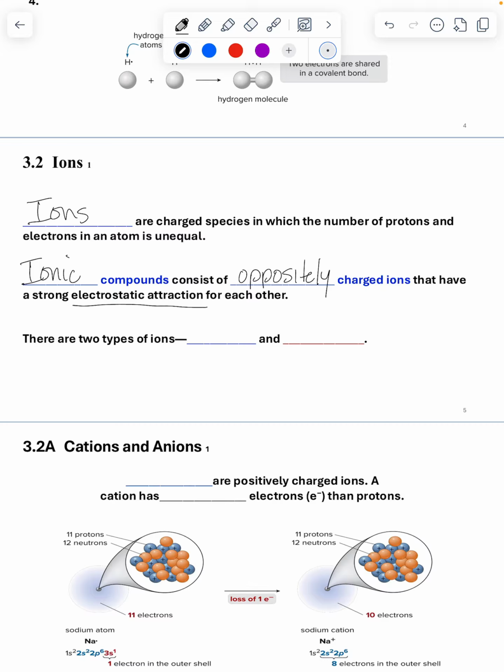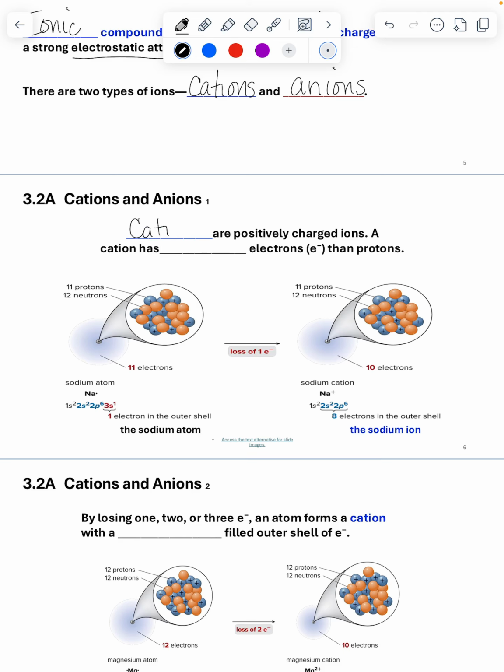So there are two types of ions. One is called cations, and the other are anions. Cations and anions are the two types of ions that we'll be looking at. So cations are positively charged ions, and a cation has fewer electrons than protons. So when a cation is formed, it is the result of losing an electron.